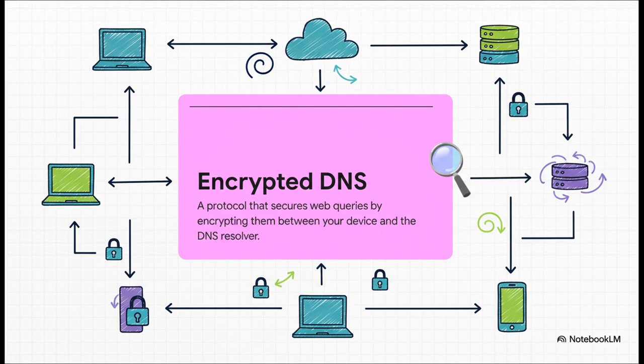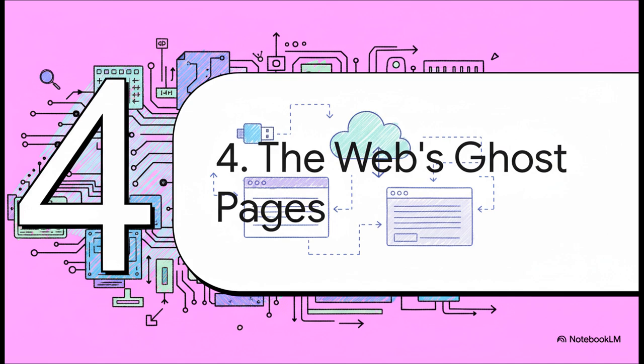Think of it like putting your web requests into a sealed, unreadable envelope. It basically scrambles the message between your computer and the DNS resolver, which is kind of like the internet's phone book, making it way harder for anyone else to snoop on where you're going online. These digital systems are incredibly complex and surprisingly resilient. But they're definitely not perfect.